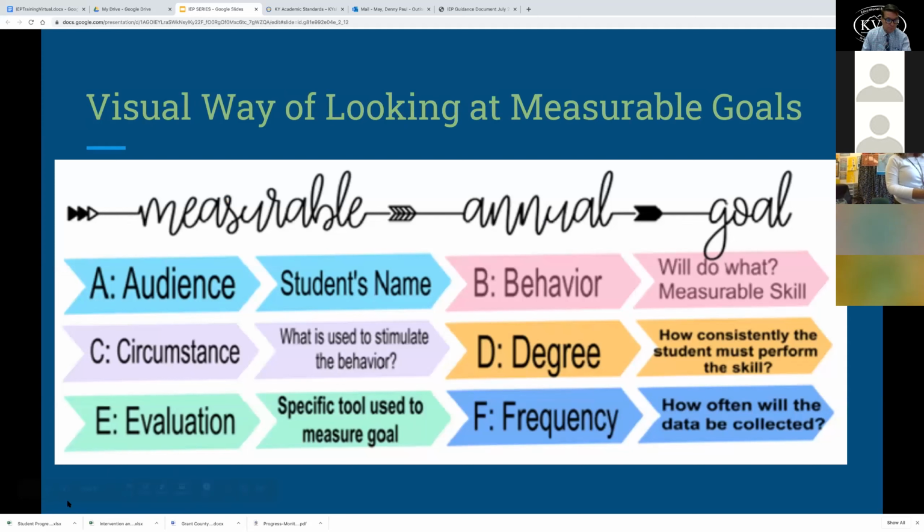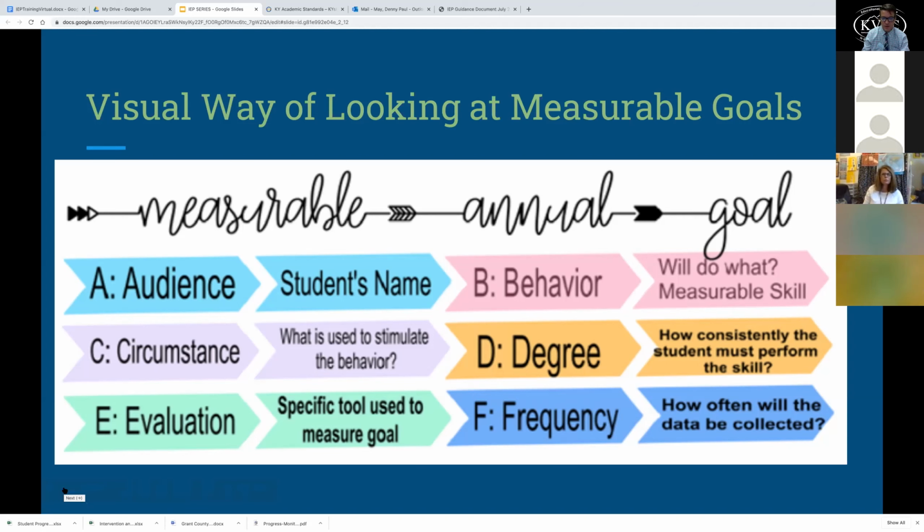This is a little screenshot straight out of the guidance document. You can see it gives you a little bit of a definition that goes along with student's name, what behavior they're going to do, what measurable skill we're going to look at, what's going to stimulate that behavior, the circumstance, how consistently they're going to perform it, what tool we're going to use to measure the goal, and how frequently we're going to take data. So that's a way we write a goal in the state of Kentucky.